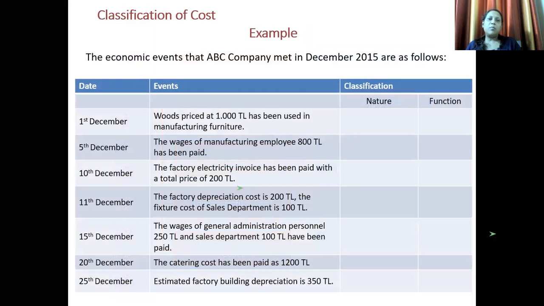Next is the economic events of that ABC company made in December 2015. This is one of the examples or case study. That is ABC is any company, X company. So 1st December, the event was wood priced at 1 TL has been used in manufacturing furniture. Then 5th December, the wages of manufacturing employee is paid. So that is the event, the cost that needs to be noted.